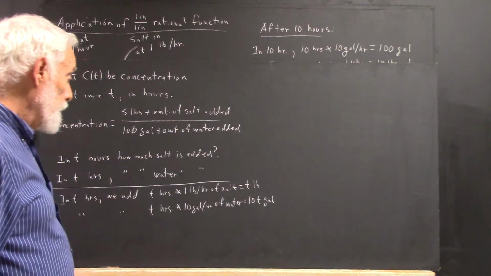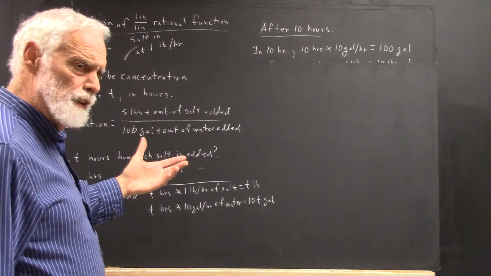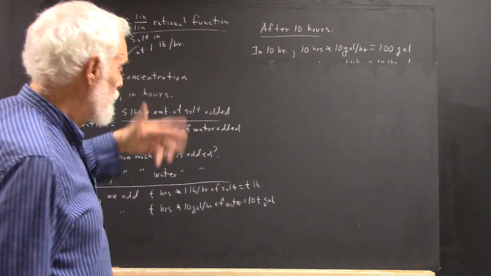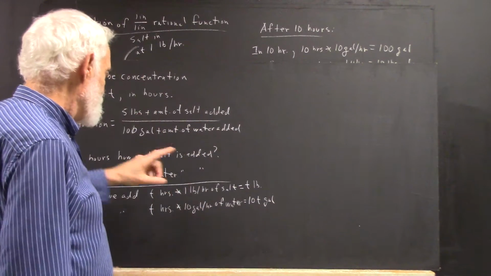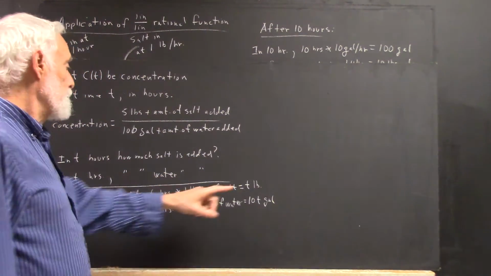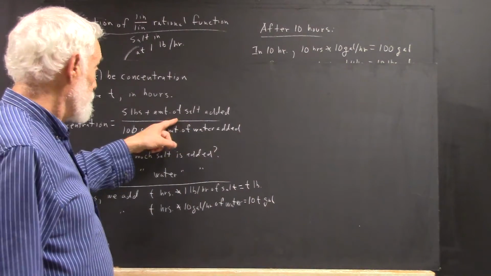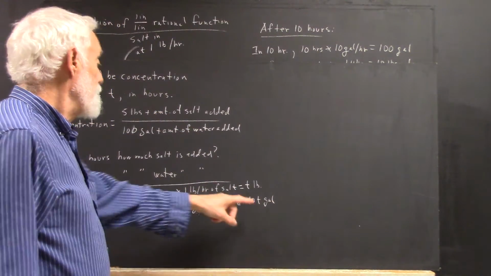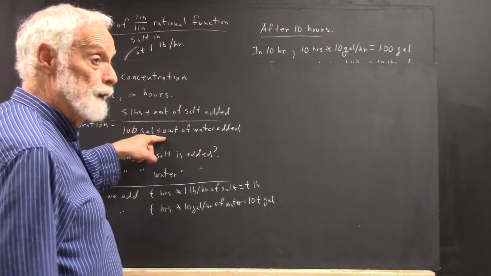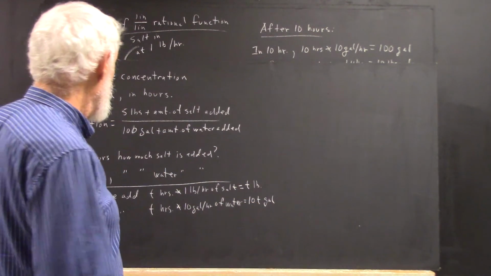The amount of water added is, did I say 10 T pounds? I think I did, but maybe I was thinking about what I was going to say. Say it right. In T hours, we're going to add T pounds of salt, so you're going to have T pounds here. In T hours, we're going to add 10 T gallons of water, so we're going to have 10 T here.